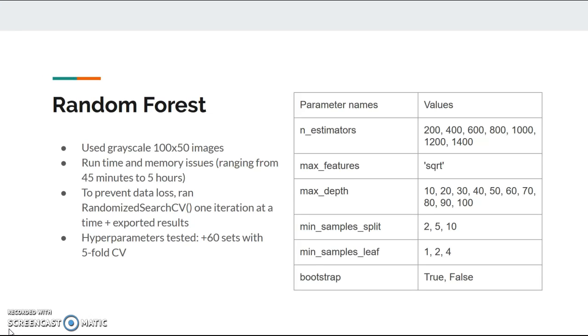But even with this, we did run into some runtime and memory issues, with each hyperparameter tuning run lasting from 45 minutes to 5 hours. So to prevent data loss, we ran the randomized search CV algorithm one iteration at a time and exported the result every time. As a result, we were able to generate 60 sets of hyperparameters with 5-fold cross-validation.